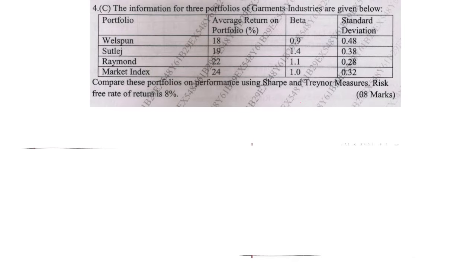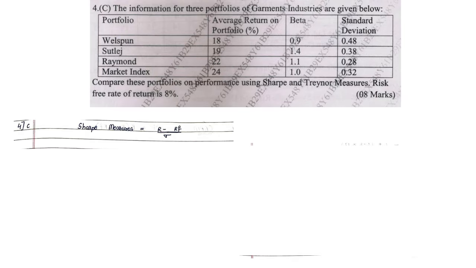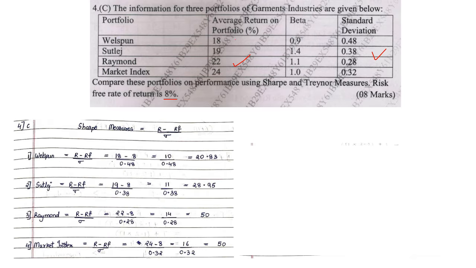So first we start with Sharpe. So Sharpe's measure formula is return minus risk free return upon standard deviation. So for Welspun, see, returns are here, okay, beta and standard deviation is here, and risk-free return is 8%. So for Welspun, 18 minus risk-free 8 divided by standard deviation 0.48. So we got 10 upon 0.48, which comes to 20.83.